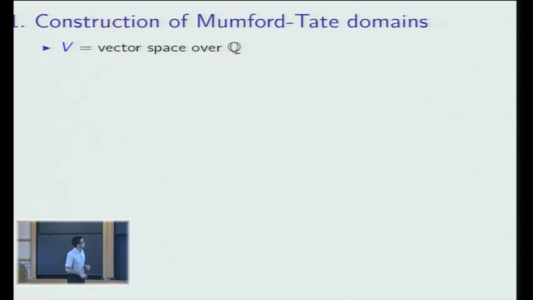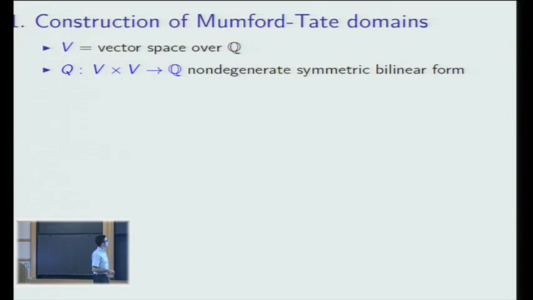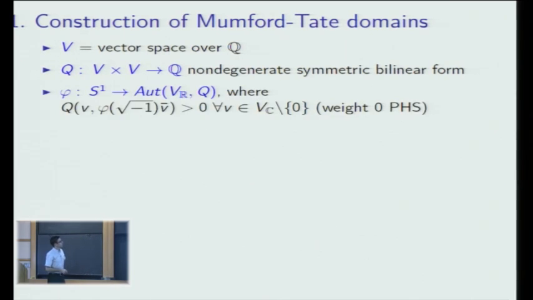So let me start by reviewing what a Mumford-Tate domain is and establishing some notation. So I have a non-degenerate, for this talk, symmetric bilinear form on a vector space over Q. And I'm going to think in terms of weight zero polarized Hodge structures only for a bit. And these are going to be homomorphisms from the unit circle in the complex plane, thought of as a real Lie group, to the automorphisms of V_R preserving Q. And that's the first Hodge-Riemann bilinear relation.